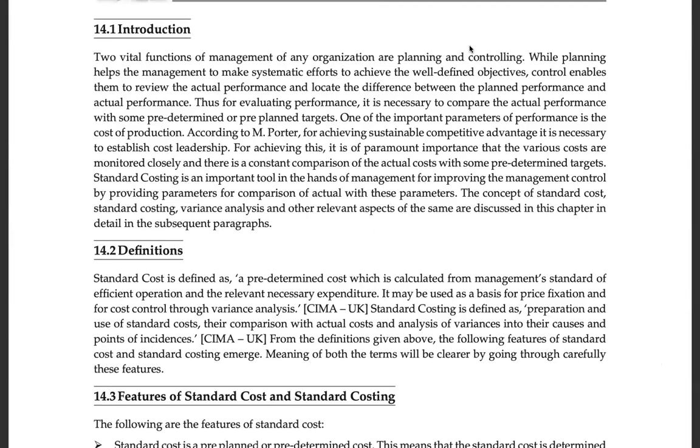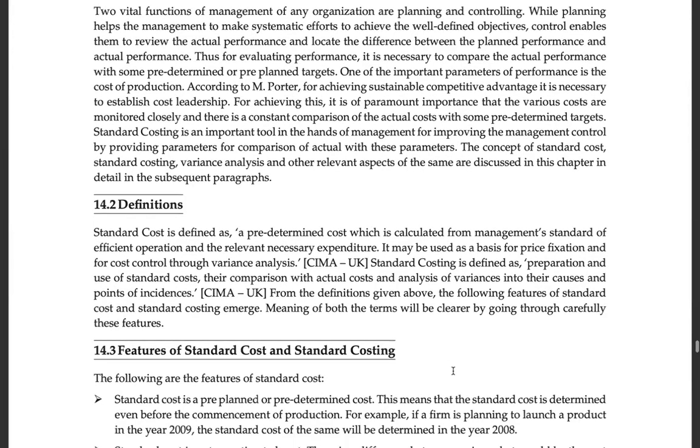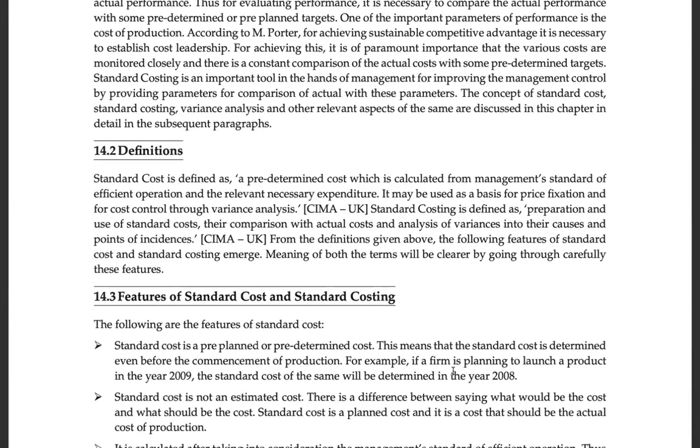The standard cost is defined as a predetermined cost, which is calculated from the management's standard of efficient operations. There are benchmarks set. In one word, we can say the benchmarks in the cost. Cost related to what? Cost related to the materials, cost related to the labor, cost related to the overheads.